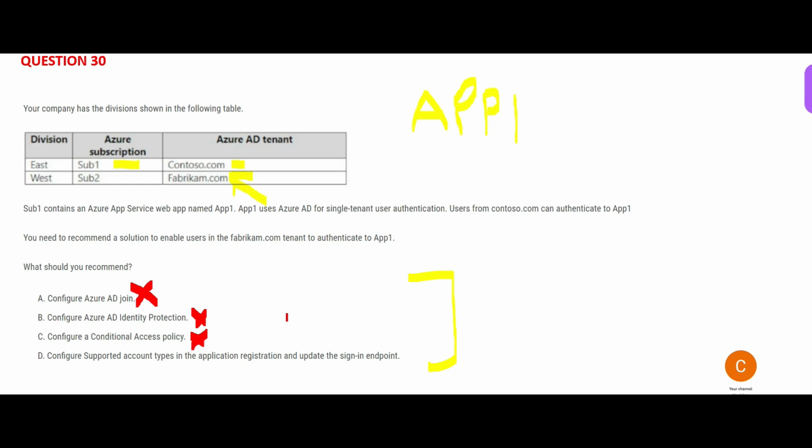D looks correct. What, see, thumb rule? You always remember you have to update the sign-in endpoint so that Fabricam can access it.